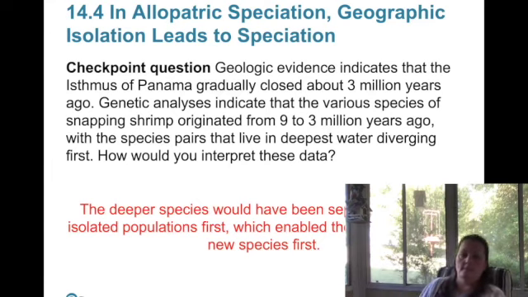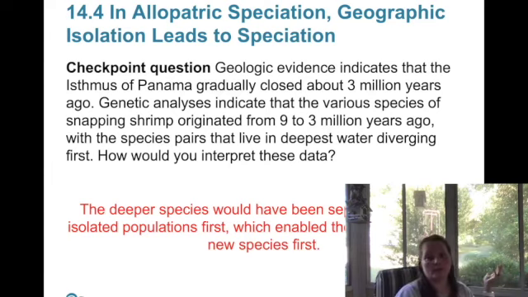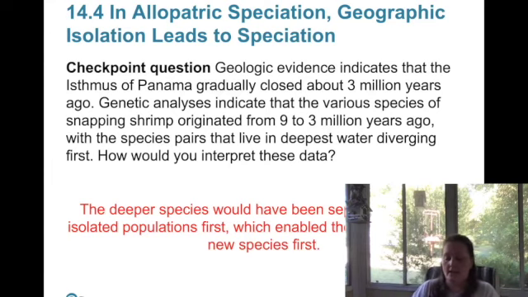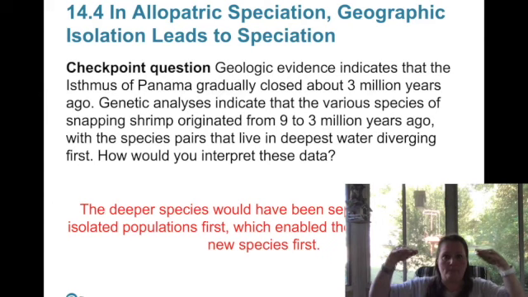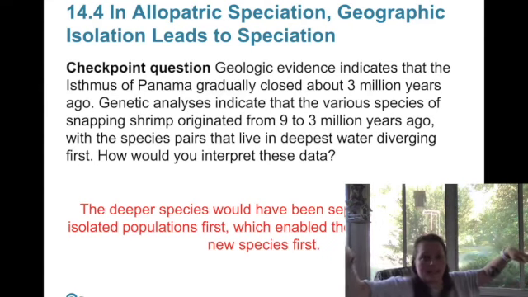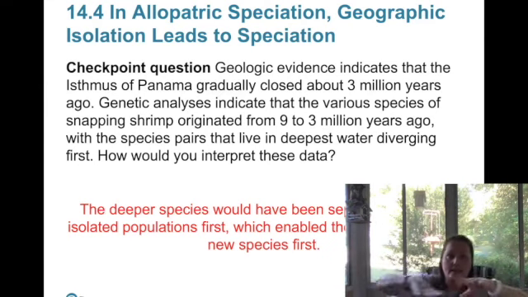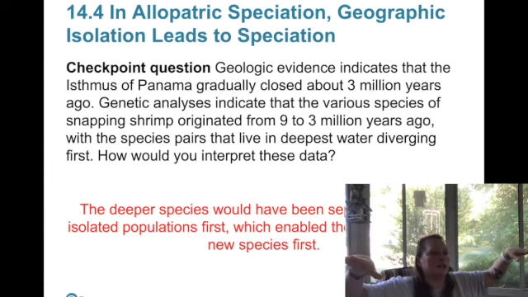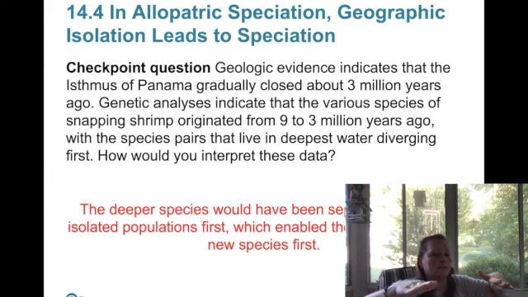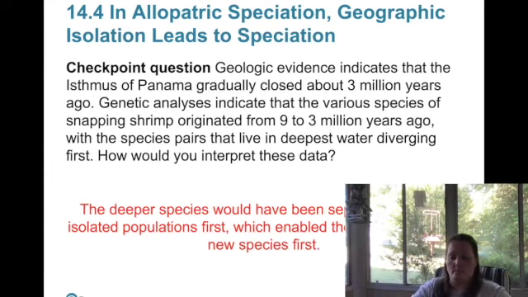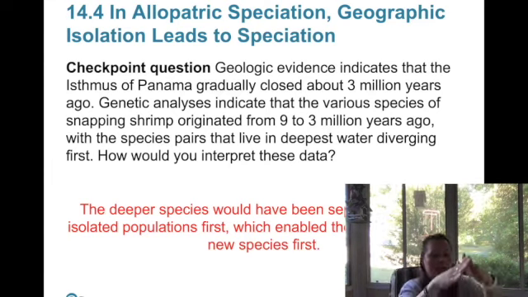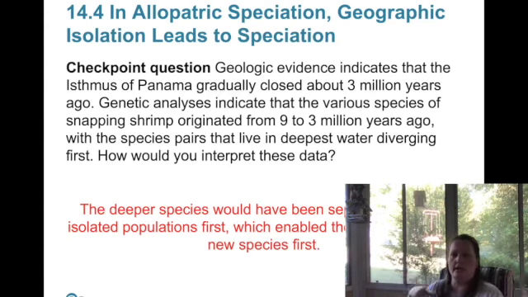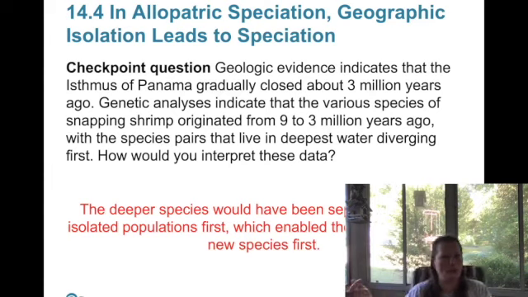Well, the deeper species would have been separated into two isolated populations first, because it's not like when everything happened, it just went instantaneously. As the Panama gradually closed, it would have been like this. And so the bottom would be the first part that's coming up, because I think we talk a little bit about plate tectonics in either this one or it might be chapter 15.